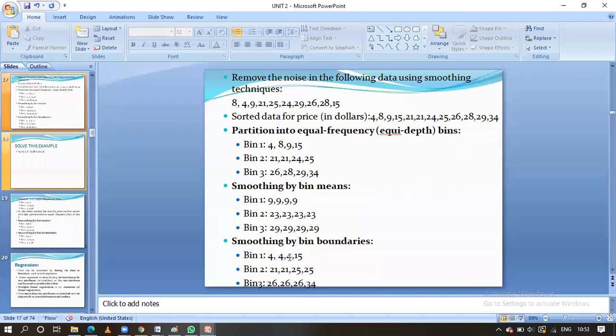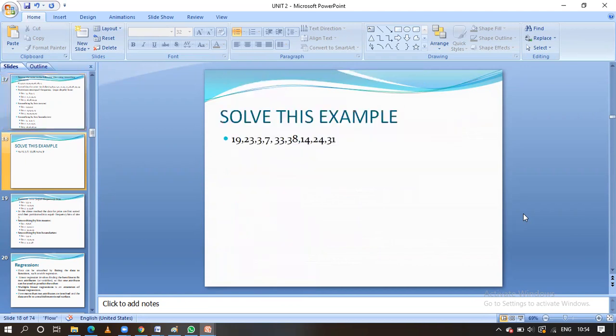And the next one is binning the overall data with boundaries, guys, meaning either 4 or 15 I am going to fill it. For the next bin, 21 or 25 I am going to fill it. And the next one, 26 or 34 I am going to fill it. In this way we are going to rectify the errors in the noisy data in the overall data.